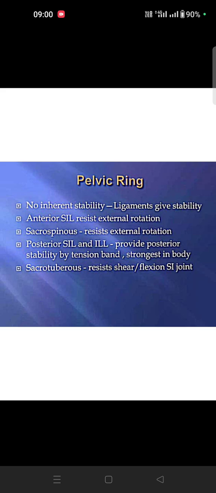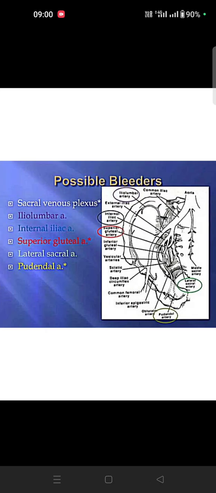So what are the pelvic ligaments? The ligaments give stability. The anterior ligament resists external rotation. The sacrospinous ligament is given to resist external rotation. The posterior sacroiliac ligaments provide stability, resist tension, and are the strongest in the body. Then the sacrotuberous ligament resists shear and flexion of the sacral joints.